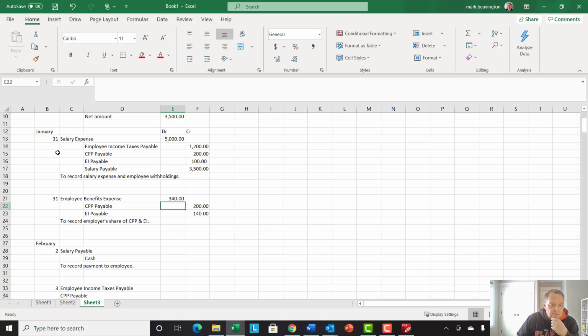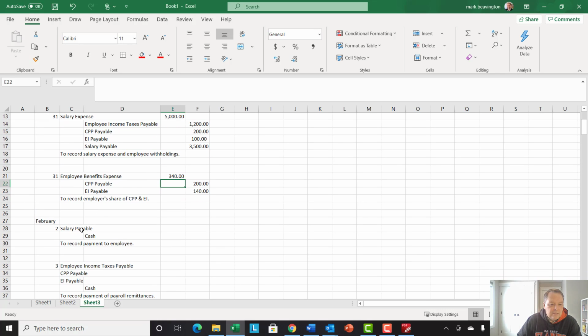Both of those happened January the 31st. That's a real key. Make sure you catch the dates on those things. We want to get the expense into the month of January, and that's what happens here. And then the employee benefits cost, we want to get that into the month of January as well. So the expenses match with the revenue.